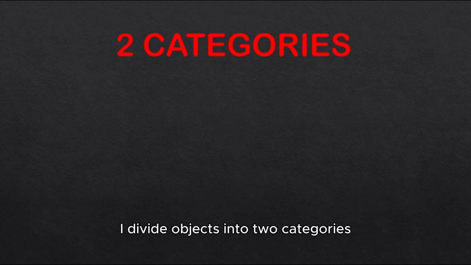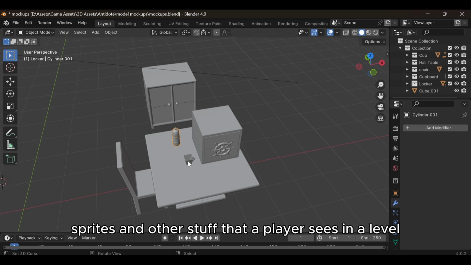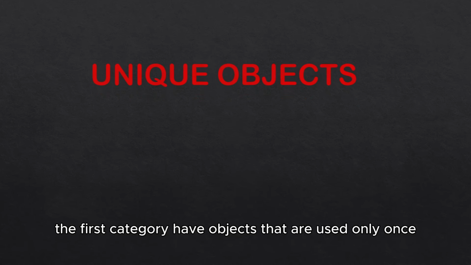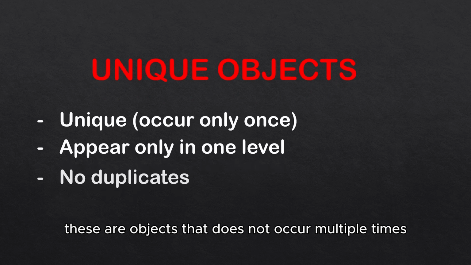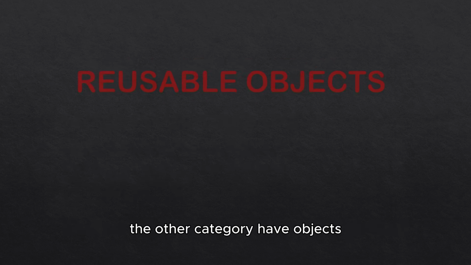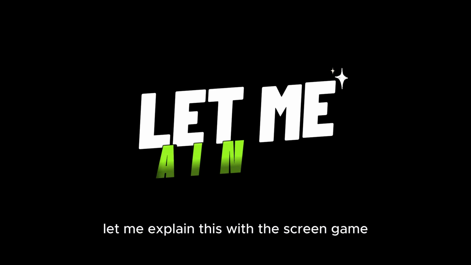Before making a level, I divide objects into two categories. By the way, objects are nothing but the 3D models, sprites, and other stuff that a player sees in a level. The first category has objects that are used only once and only in one level. These are objects that do not occur multiple times in the game. The other category has objects that are used multiple times, either in the same level or in different levels. Let me explain this with the Scream game.